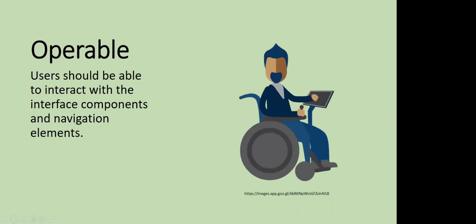And then as far as operable goes, they sort of go hand in hand, but what this means is that your content is set up so that a person who navigates through a website using some type of assistive technology is able to do that.